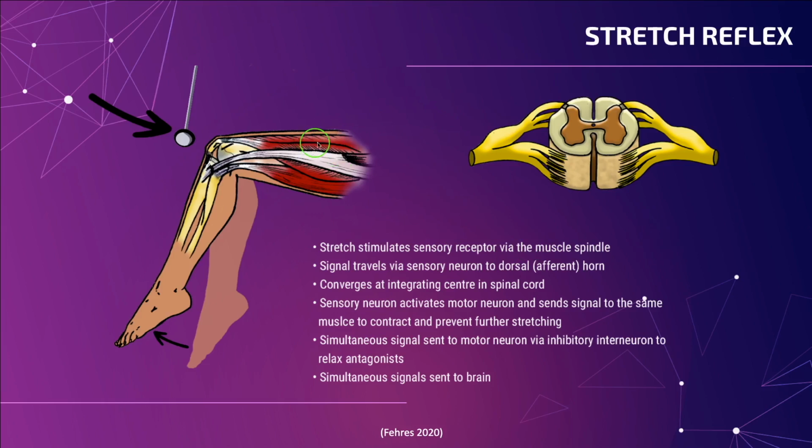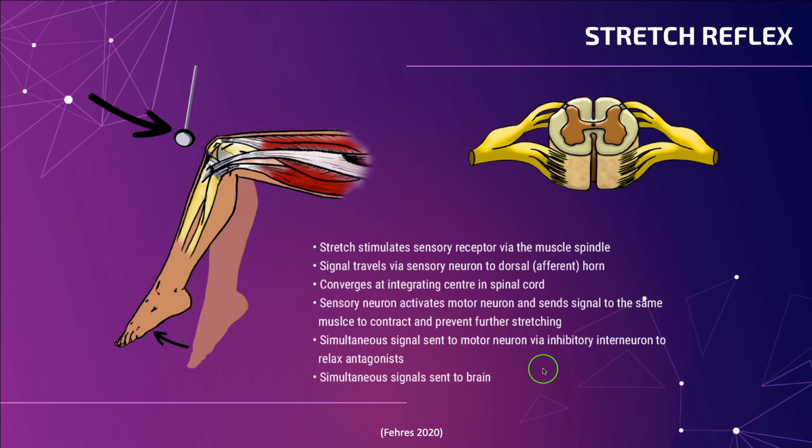So that's in the muscle here. The signal travels via sensory neurons to the dorsal afferent horn. So the signal is coming through the dorsal horn up here into the integration center in the spinal cord. It converges at the integration center in the spinal cord. The sensory neuron activates the motor neuron and sends signals to the same muscle to contract and prevent further stretching. So the sensory neuron has received the signal through the dorsal horn. It then sends out a signal down the motor nerve to contract this same muscle. So the threat was that the tendon was stretching. By contracting, we shorten the tendon and preserve the integrity of the muscle.